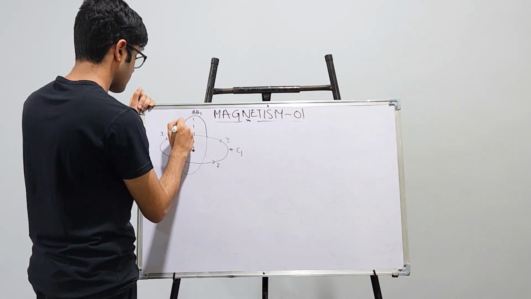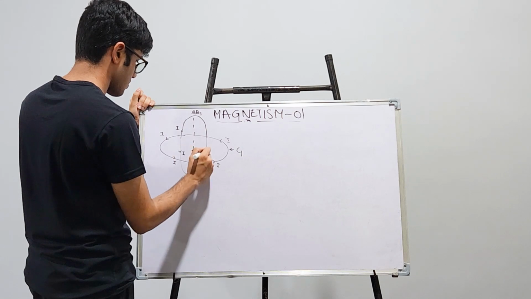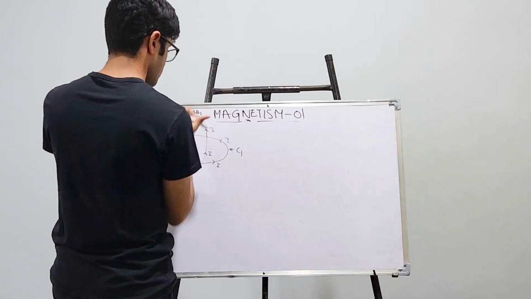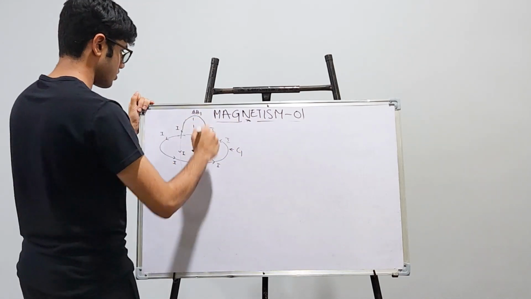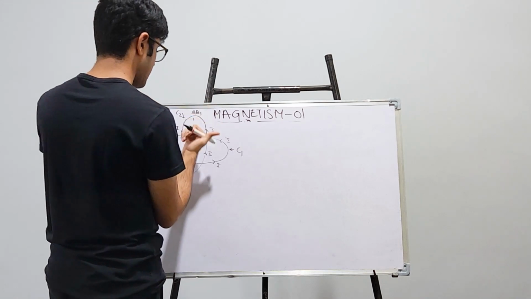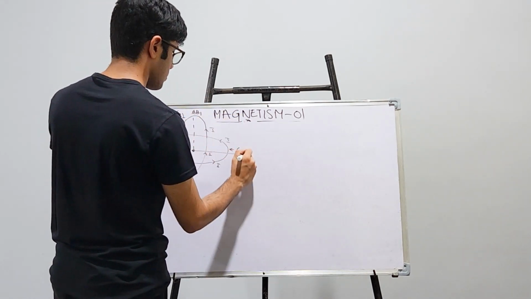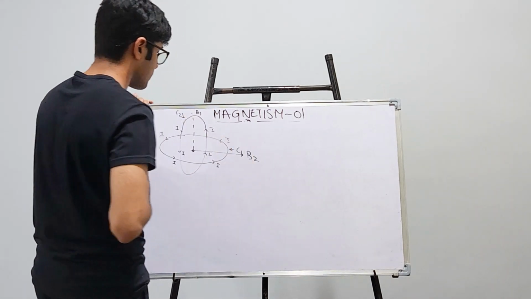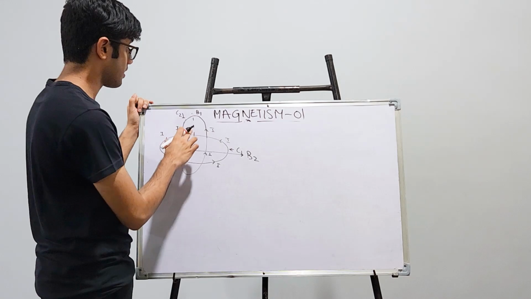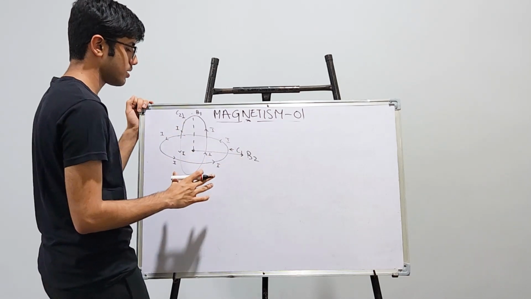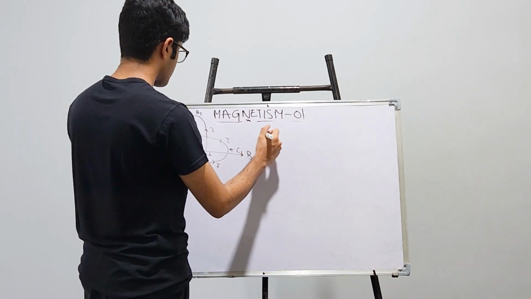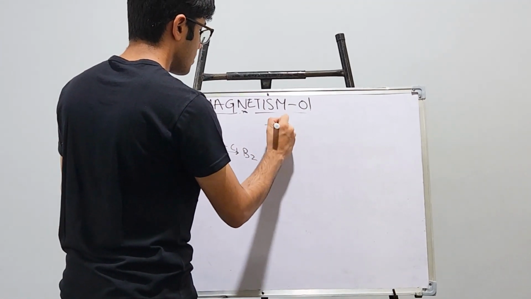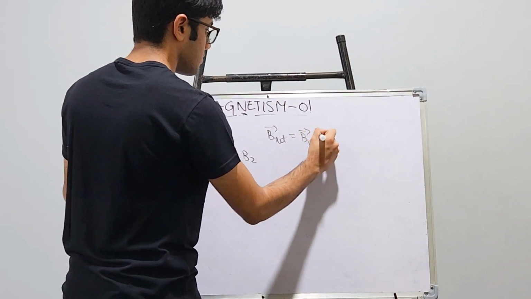And again, viewing from here, this would be like this. Due to this circular coil C2, the magnetic field would be in this direction. Let's just call them B1, B2. Now we need to calculate the net magnetic field due to this entire system. I'll just write the entire formula. B net is the vector sum, B1 plus B2.